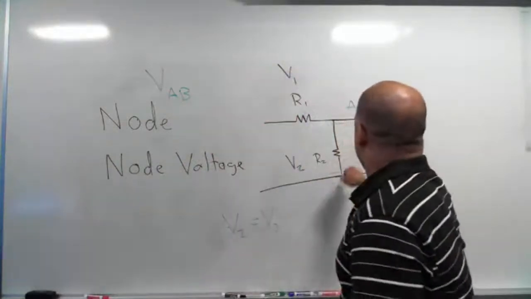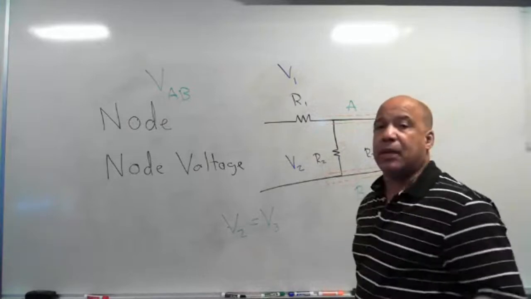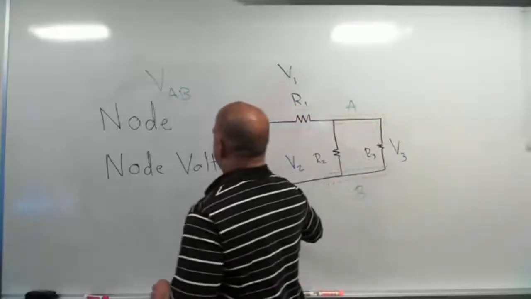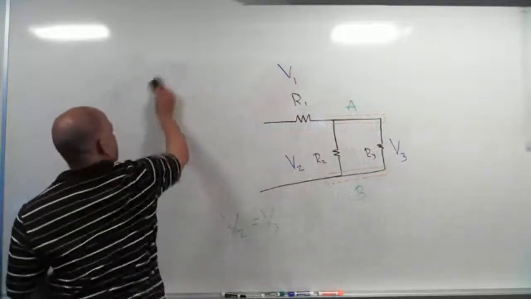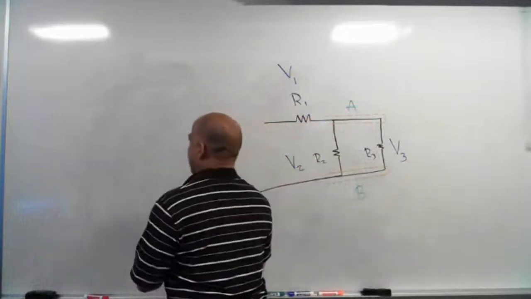So any questions over nodes? Let me show you what can happen with a node. I'm just going to redraw the circuit a little better over here. Let's say you have this circuit.